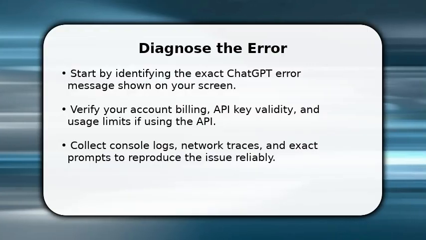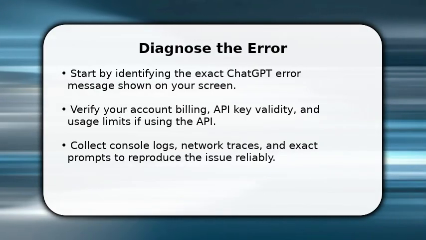Start by identifying the exact ChatGPT error message shown on your screen. Note any error codes, timestamps, and recent actions before the failure occurred. Check OpenAI system status to confirm any service disruptions.